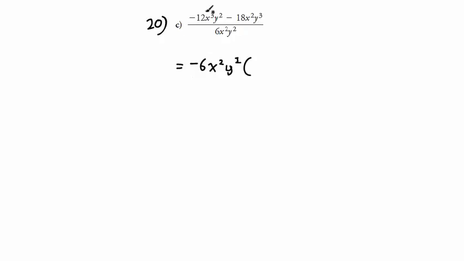Well, minus 6 goes into minus 12 2 times. X squared goes into x cubed x times. And y squared goes into y squared 1 time, so we have no y variable left over. And then minus 6 goes into minus 18 3 times.